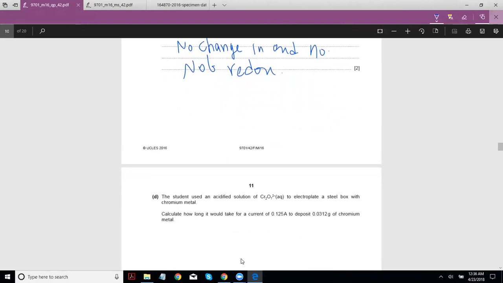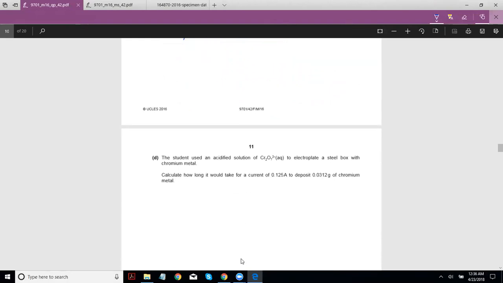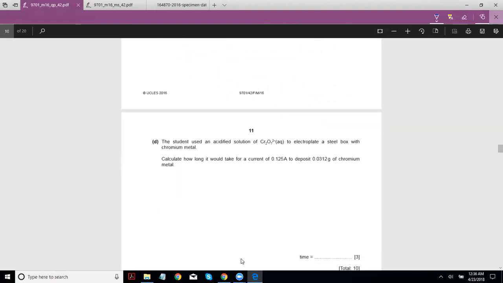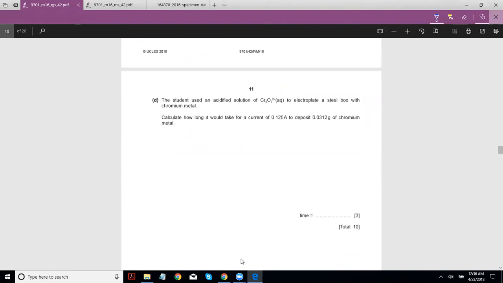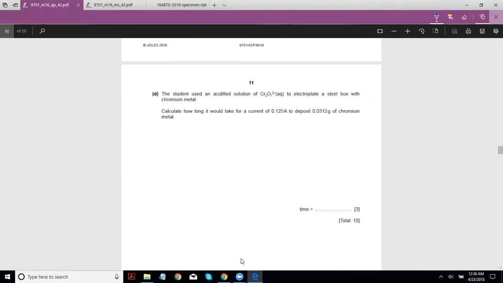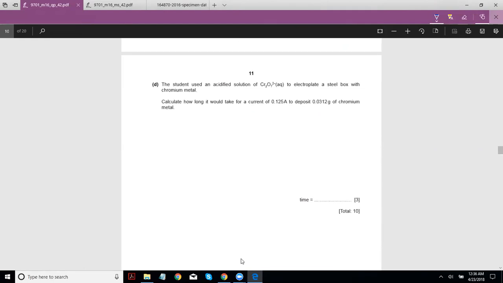Okay, so the student used an acidified solution of Cr2O7 to electroplate a steel box with chromium metal. Calculate how long it would take for a current of 0.125 ampere to deposit this much chromium metal.